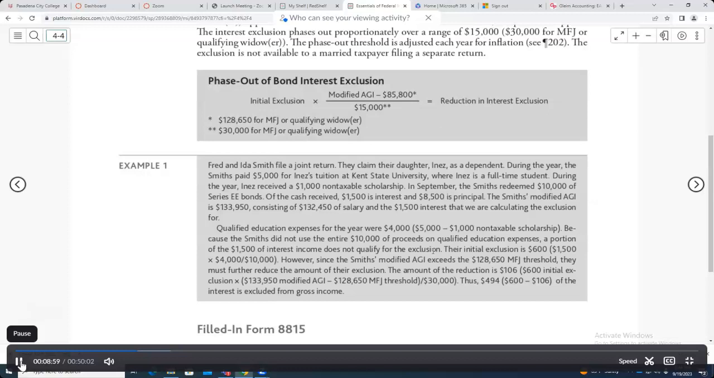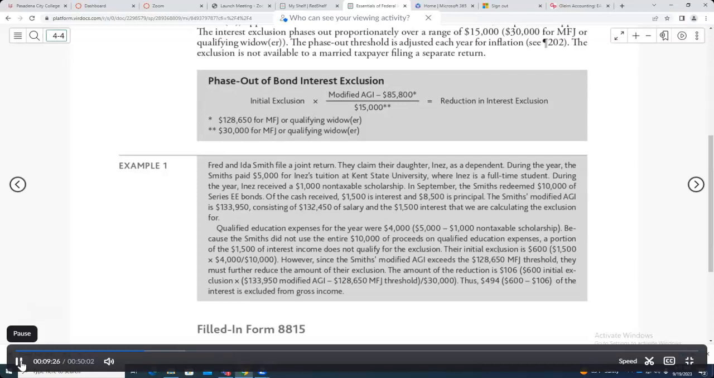So they want to give you an exclusion only up to the limit that you spend on your education. You cannot say, oh, because my daughter goes to college, I want to exclude the whole $1,500. They ask, how much did you dedicate to the education expenses? The entire $10,000 is not paid for education. Only $4,000 was paid, technically.